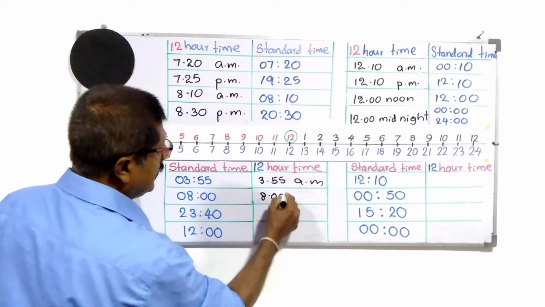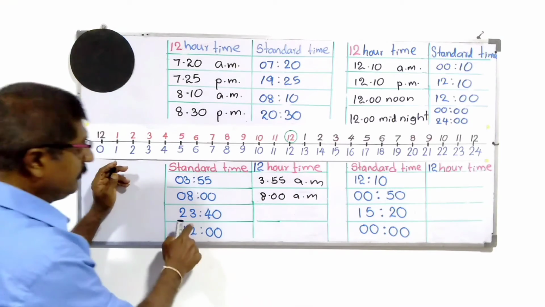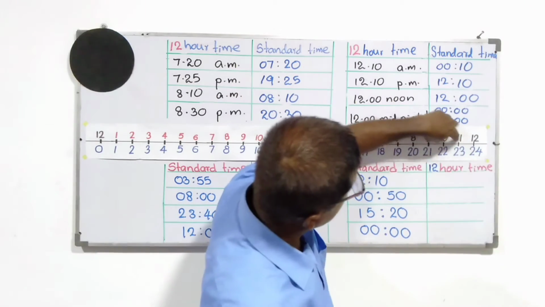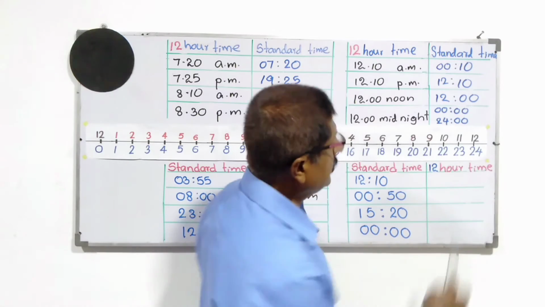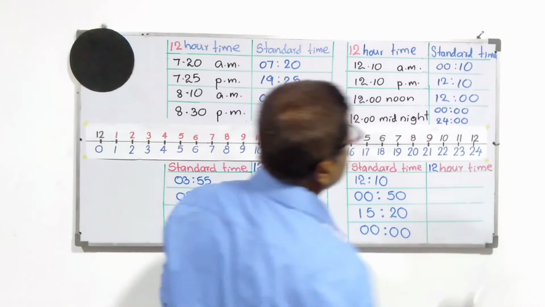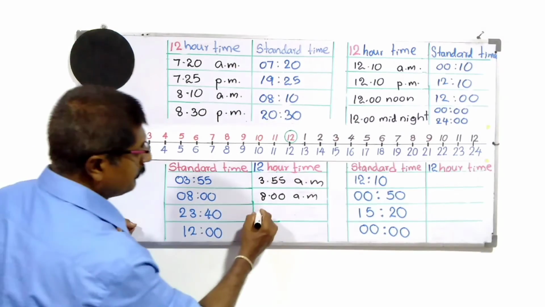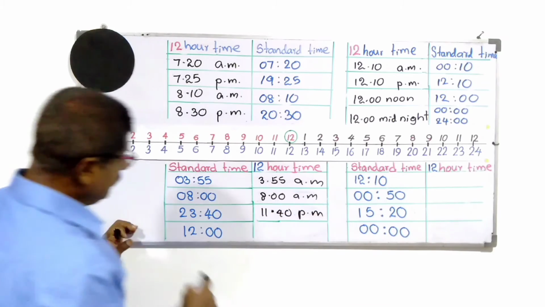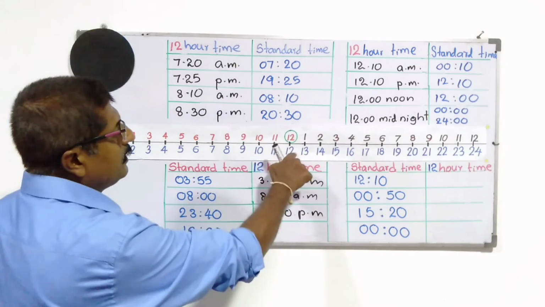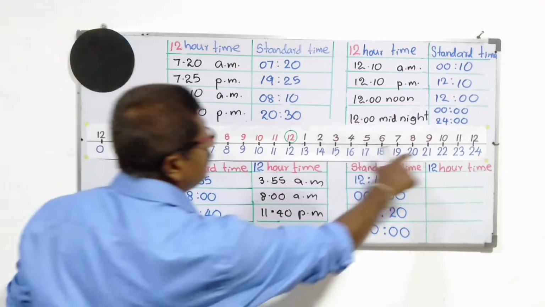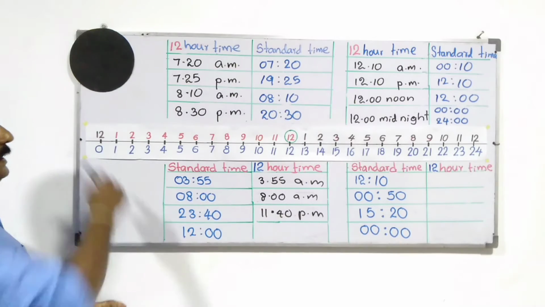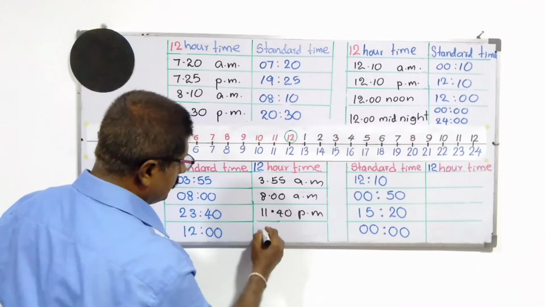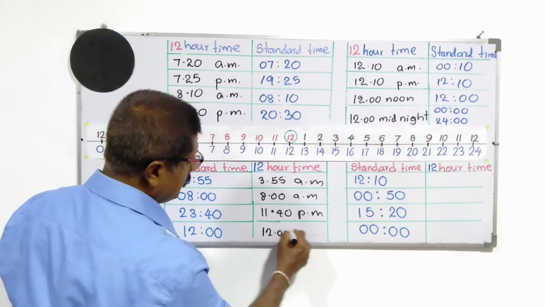8 AM. The other one is 23:40. Here you are, 23:40. That is 11:40 PM. The other one, 12. There is no other 12 in the 24-hour format, but in the 12-hour format there are two 12s. In here only one, that is 12 noon.